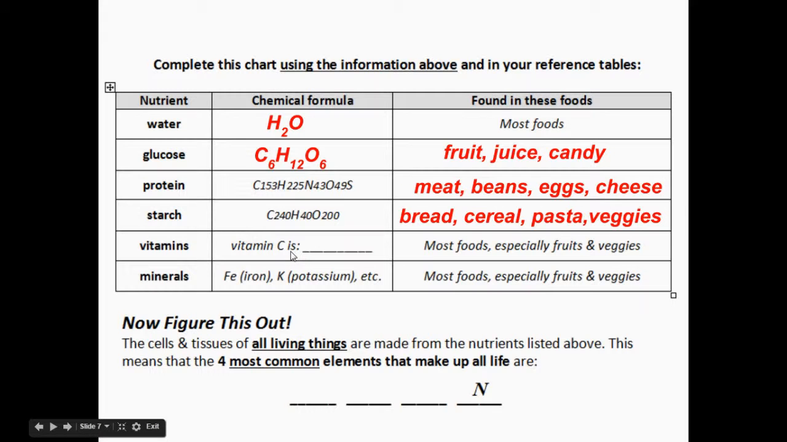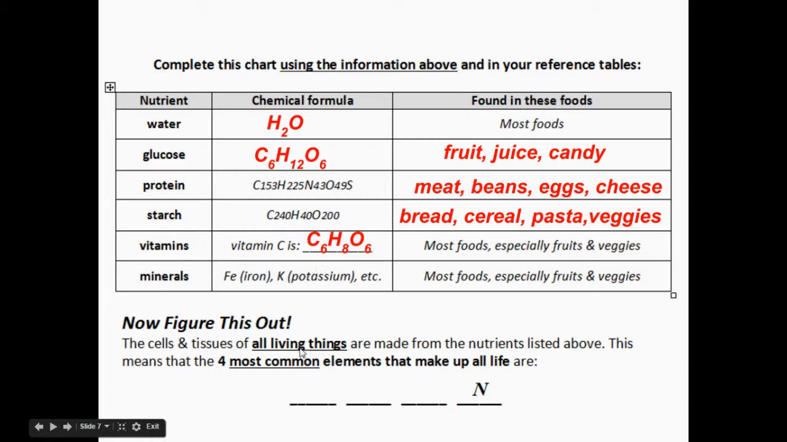Vitamins, well, vitamin C, you could have figured out the formula of vitamin C in the diagram up above, and you should have come up with C6H8O6, okay? And minerals can actually be things that are elements right off the periodic table, like iron or potassium or a few other things. Now, it turns out that the cells and tissues of all living things are made up from these nutrients listed above. That's what makes up your cells, the nutrients that you have eaten.